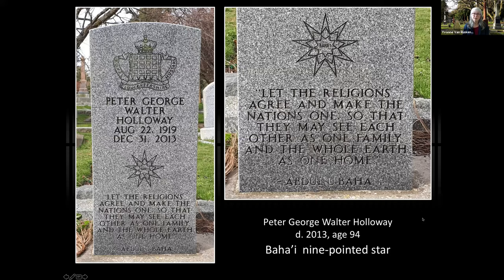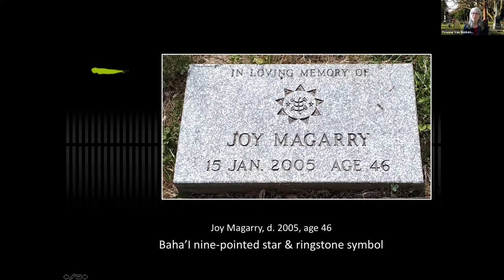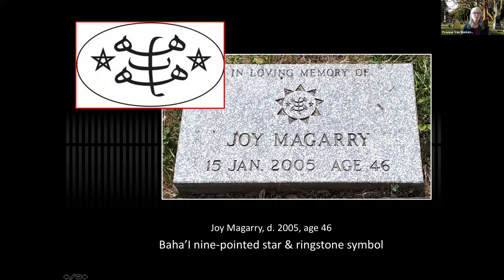Now, as I mentioned, there is another example, this one, Joy McGarry. There are actually two grave markers close to each other. Her and her mother both have the Baha'i symbol. So this is a different version of the nine-pointed star, and it has on it what's called the ring stone symbol. It's most often used on rings, and it's very deeply symbolic.